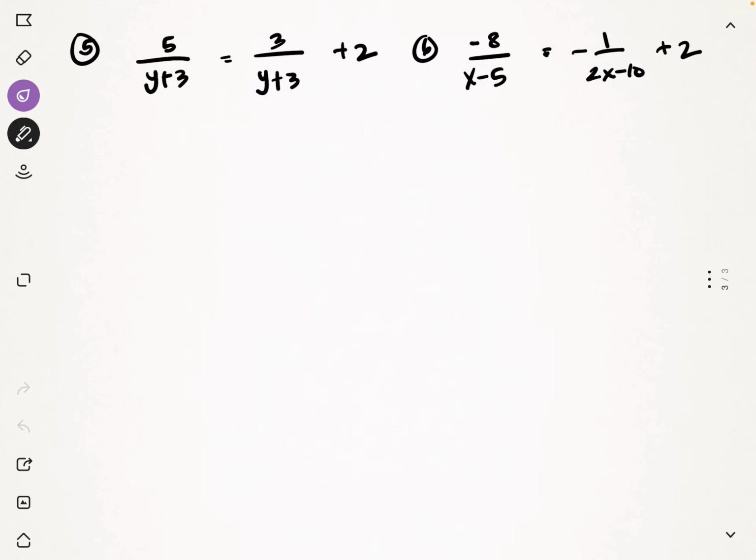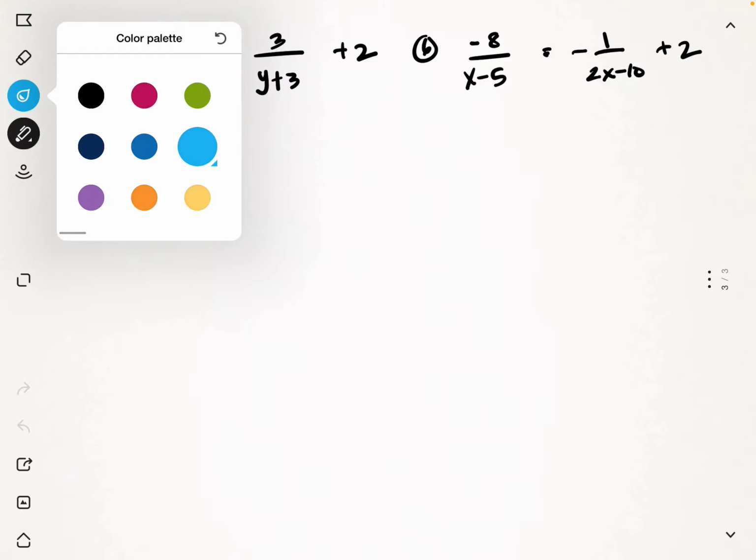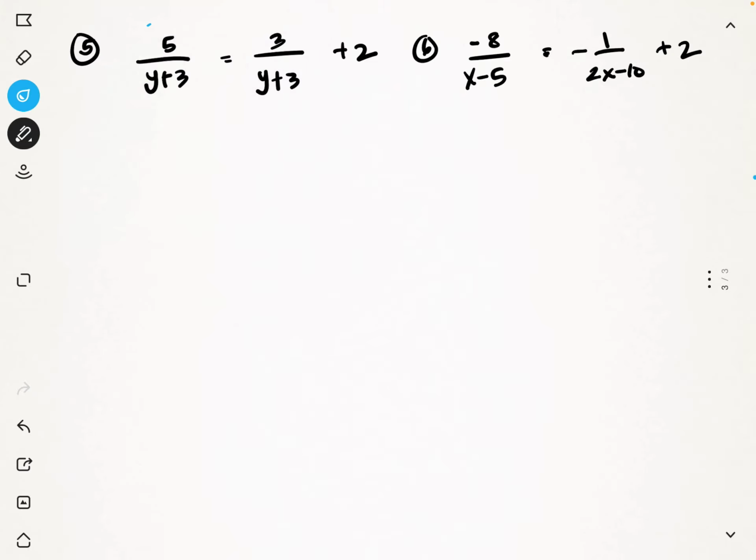Okay, on to a little bit harder ones, just because they involve some binomials in our denominators, but nothing too drastic here. Let's use blue. Okay, for this one, our denominators are the same, so it's not too bad. So we're going to multiply the whole thing by y plus 3. We're going to make sure we do it to each part.